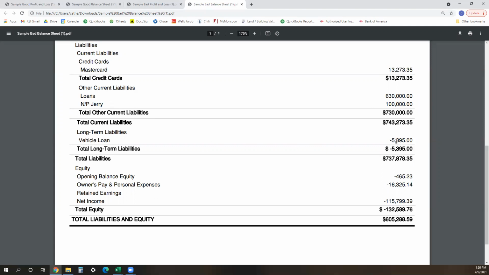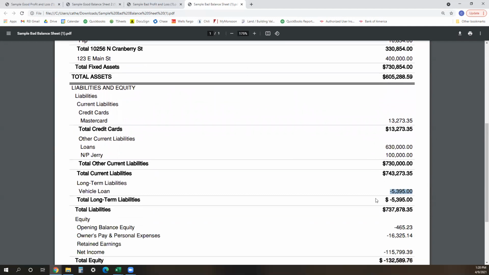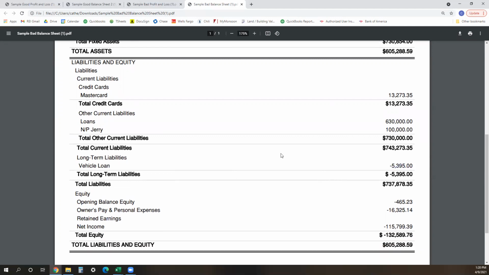This vehicle loan is a negative number, so I would assume here that the asset for the vehicle isn't entered here, same with the loan. So the payments might be coming out of the business checking account, but they probably aren't being separated between principal and interest splits on the payments, and the loan isn't here, so the balance isn't getting paid down correctly.